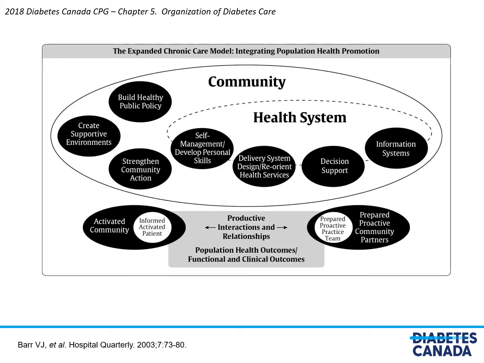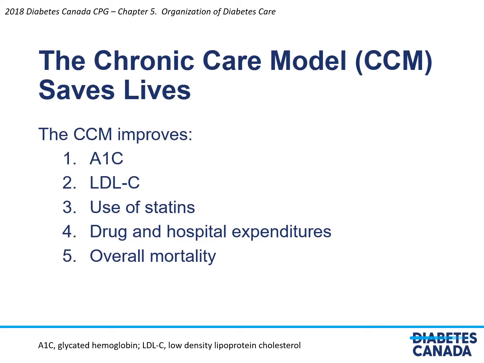This slide shows the components of the expanded chronic care model, the goal of which is to link an informed and activated person living with their chronic disease, such as diabetes, with a prepared and proactive team. Evidence for improved outcomes for those practices using the chronic care model is robust. The CCM has been shown to improve A1C and LDL, as well as guideline adherence, for example, use of statins, drug and hospital expenditures, and overall mortality.